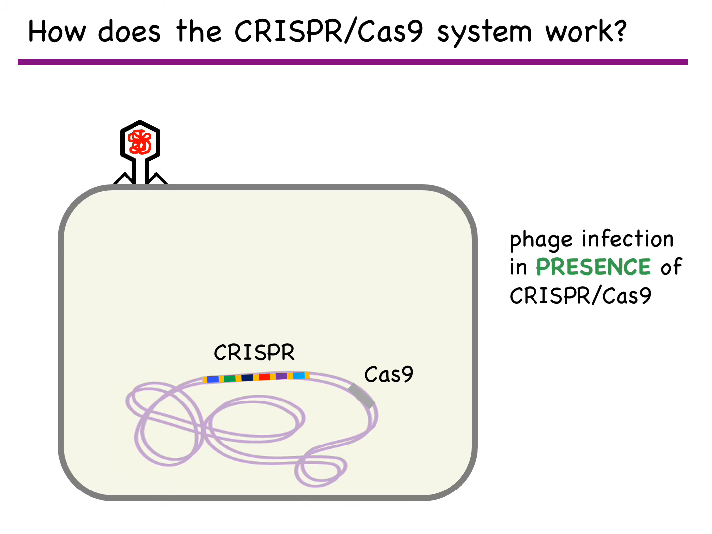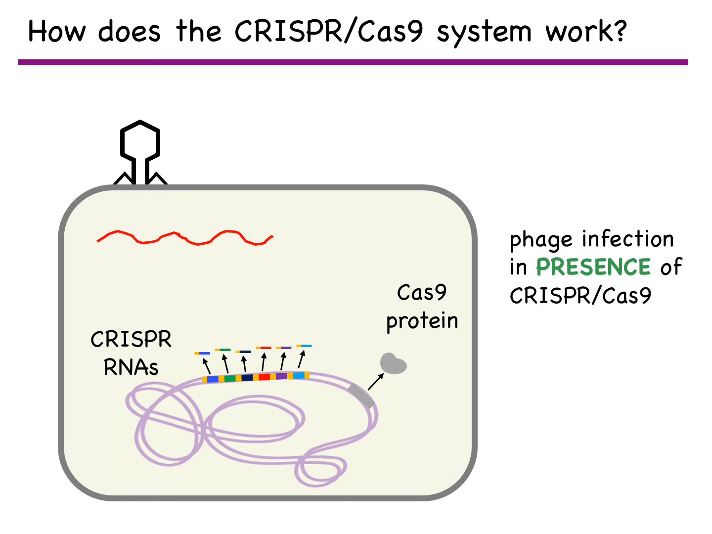In the presence of CRISPR-Cas9, the situation is a little bit different. The phage injects its DNA just like it did in the previous slide. But if this bacteria has the CRISPR system, the CRISPR RNAs are being made all the time, and the Cas9 protein is being made all the time. What the Cas9 protein does is assemble with the CRISPR RNA. I'm just going to show you it assembling with one of the CRISPR RNAs here, the one that's the same color as the phage DNA.